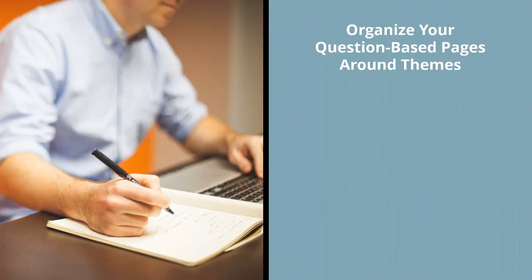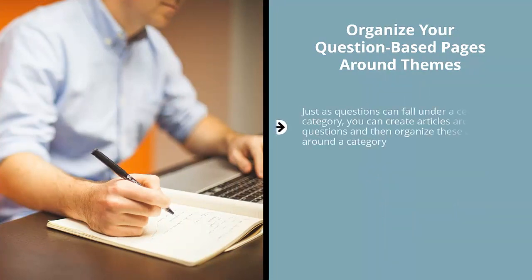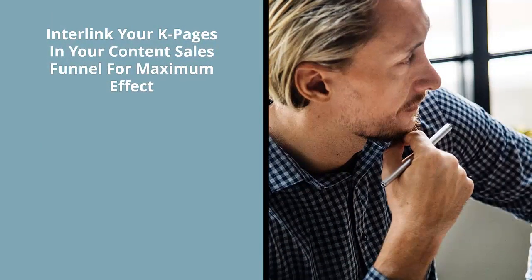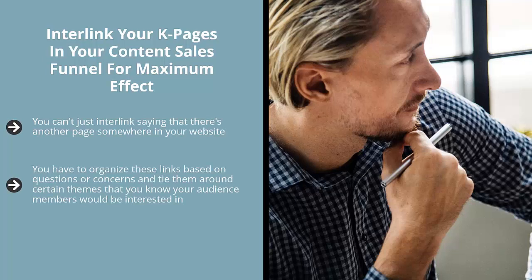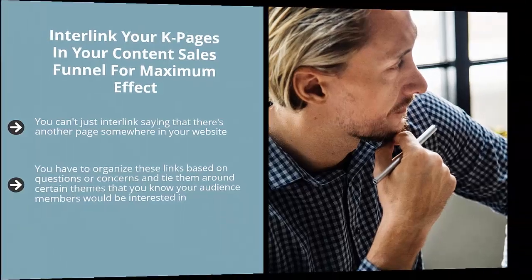Organize your question-based pages around themes. Just as questions can fall under a certain category, you can create articles around questions and then organize these articles around a category. This is not just a housekeeping tip. You're doing this so you can maximize the value of each page. Interlink your K pages in your content sales funnel for maximum effect. You can't just interlink saying that there's another page somewhere in your website. You have to organize these links based on questions or concerns and tie them around certain themes that you know your audience members would be interested in.